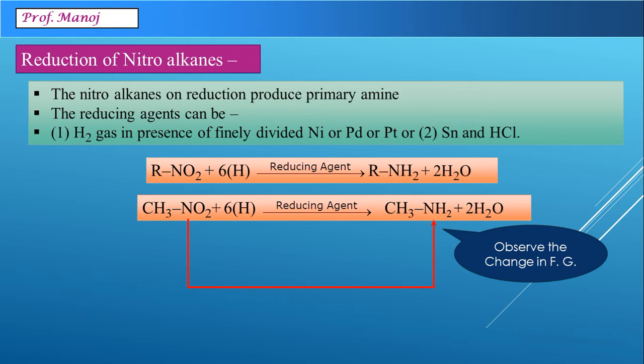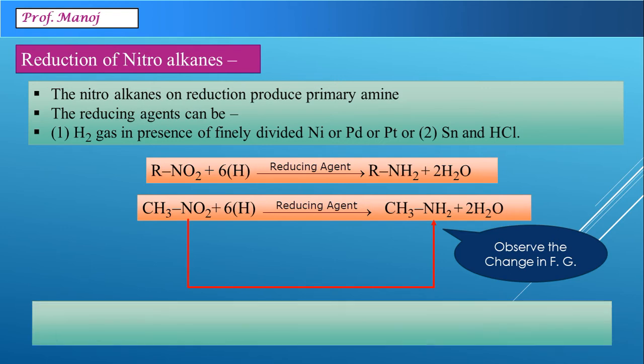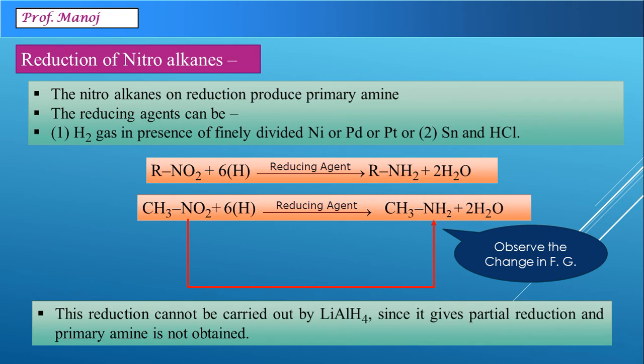used. If you have observed, the popular reducing agent lithium aluminium hydride is not used, because if it happens, then partial reduction takes place and primary amines are not obtained.